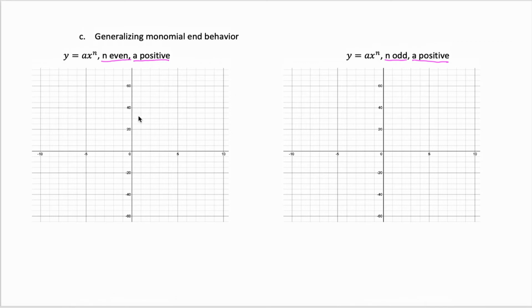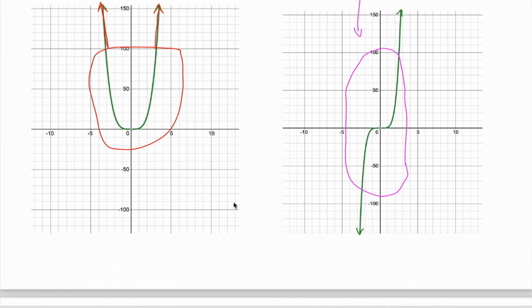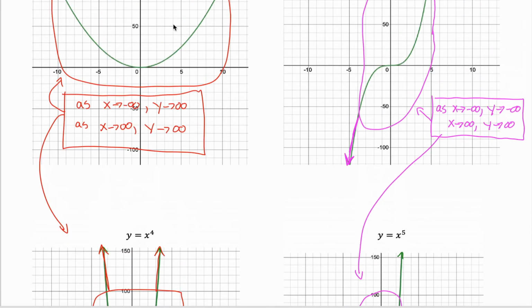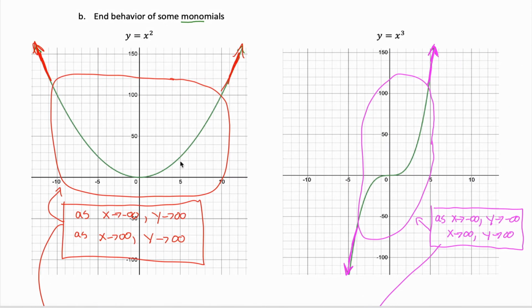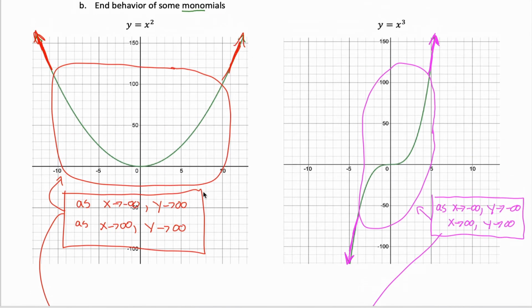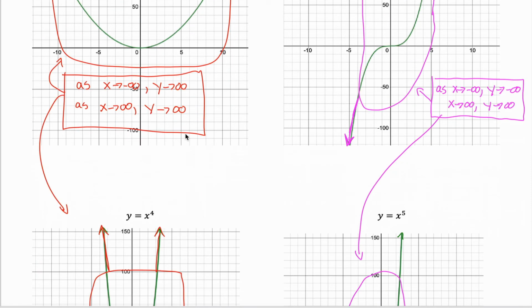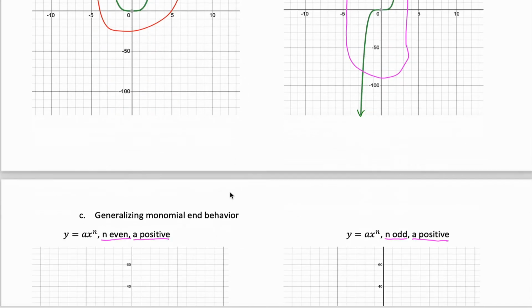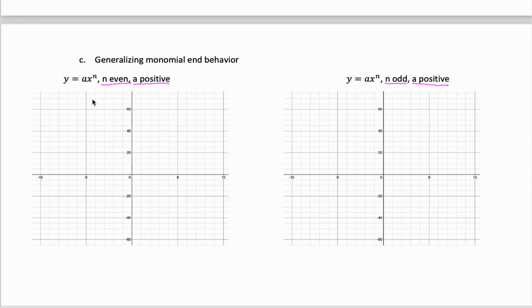So let's take these one at a time. What if we have an even exponent and a positive coefficient? Well, we've already seen 2 cases of that, right? This case and this case. In both cases, our coefficient is a positive 1, and our exponent is even, 2 and 4 in the 2 that's pictured. So the end behavior is exactly what we wrote here. Loosely speaking, the graph is going to kind of look like this. And when we go to the left, the graph is going to go up. And when we go to the right, the graph is going to go up.